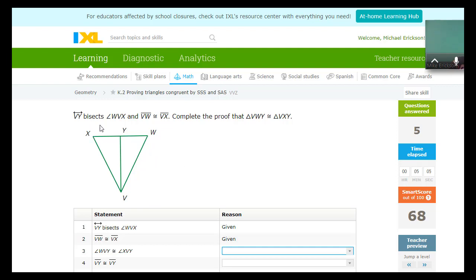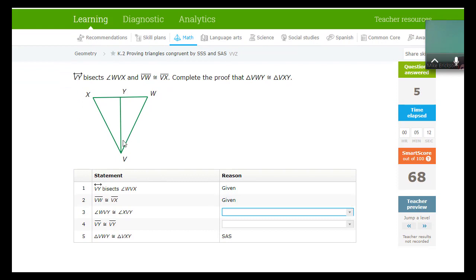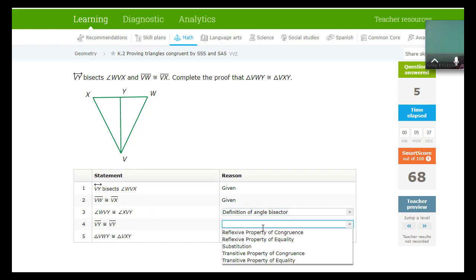Let's see here. VY bisects angle WVX. That means if this is the bisector, then this half and this half are the same. So these two angles are congruent by definition of an angle bisector. So let's see, WVY, that's this one here, and XVY. So that's going to be the definition of an angle bisector. And I got a couple of givens. VW is congruent to VX, so there's a side. I have a shared side here. VY is congruent to itself. That's the reflexive property of congruence.